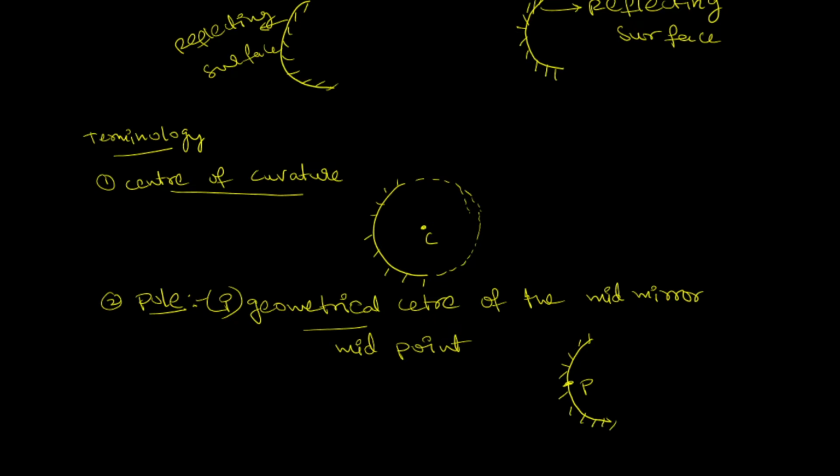And coming to the normal. How to draw a normal for the spherical mirrors? Let's see. I am always considering a concave mirror only. Finally, I will explain the terminology for the convex mirror. If this is a concave mirror and this is the center of curvature, and this will be the pole for this concave mirror.